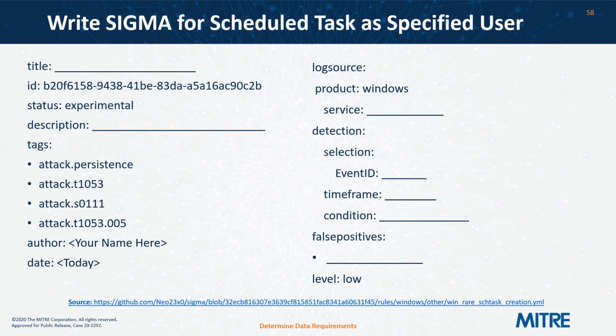As an exercise, try filling in the blanks of this Sigma analytic or rule. As indicated by the attack labels, this analytic should still be focusing on detecting scheduled tasks, but use the knowledge you've gained from these briefings and your own research to implement a different approach from what we saw in the previous slide. Can you use some of the language from our hypothesis to create a title or description? What would you add or change?